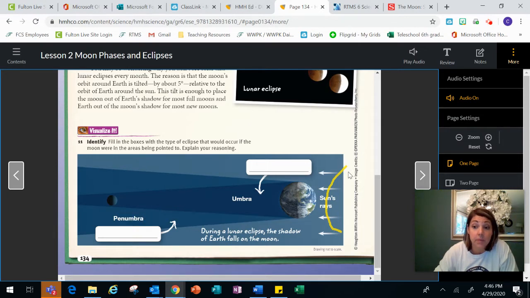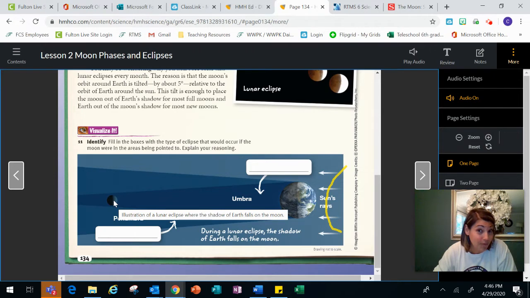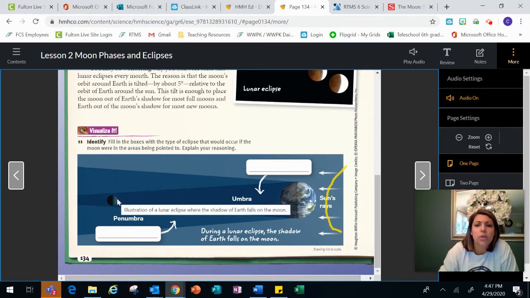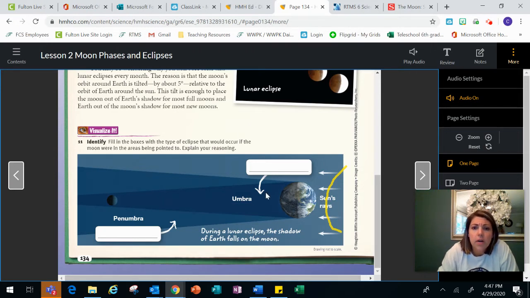Now, what phase would this be? What moon phase? If the sun is here, Earth, and this side of the moon is lit up. Anybody? Did you say full moon? If you said full moon, you're correct, because this side's completely lit up. Now, a lunar eclipse happens during a full moon, so you can see it at night, and your moon would look kind of orangey.